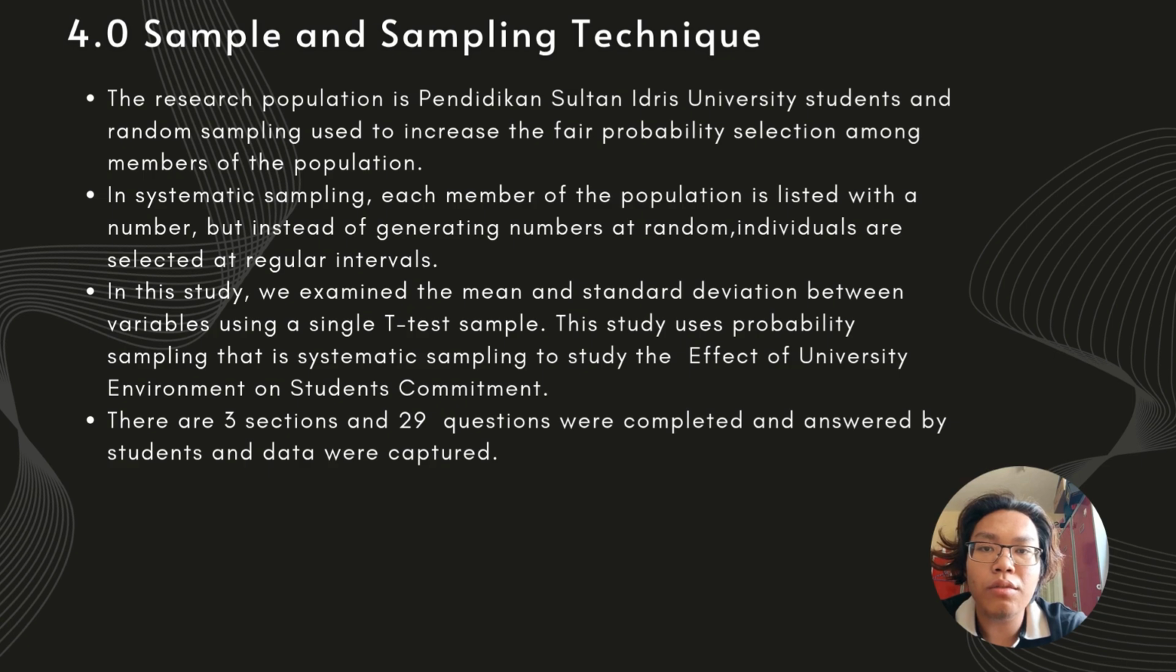In this study, we examined the mean and standard deviation between variables using a one-sample t-test. This study used probability sampling, that is systematic sampling, to study the effect of the university environment on student commitment. There are 3 sections and 29 questions that were completed and answered by students, and the data were captured.